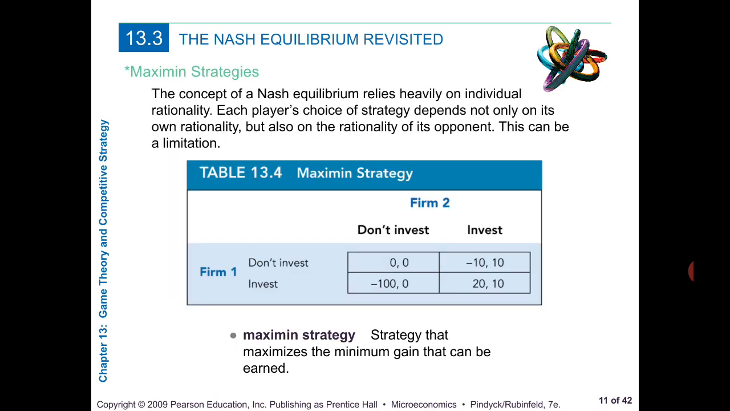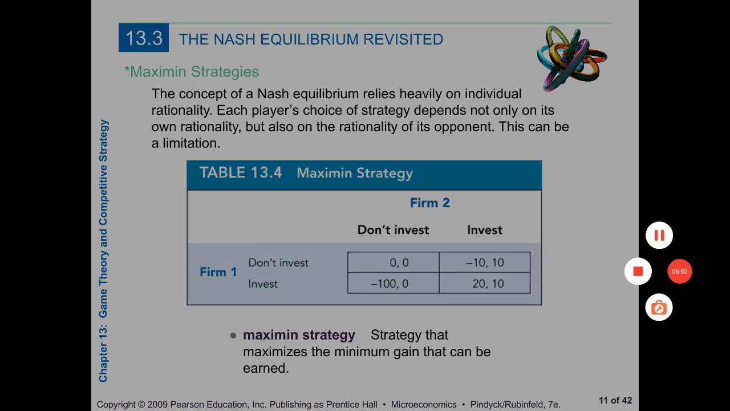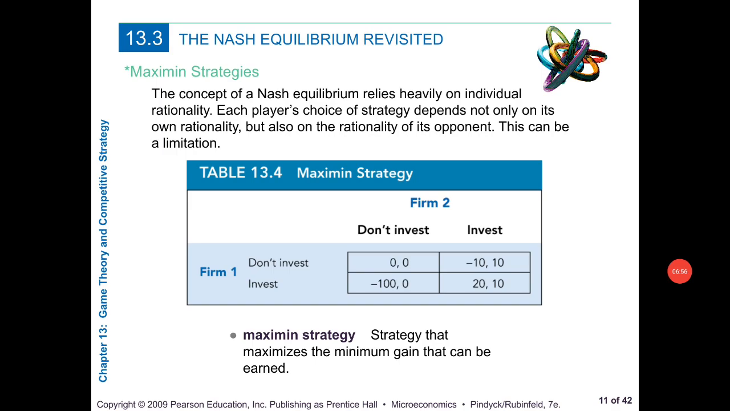Okay, let's look at this case, invest and don't invest. Two firms are deciding whether they should invest in a new technology, and they are aware that the other firm is also making the same decision at about the same time. So if they don't invest in this new technology, both will not make any additional profit. If firm 1 does not invest and firm 2 invests, you make 10.